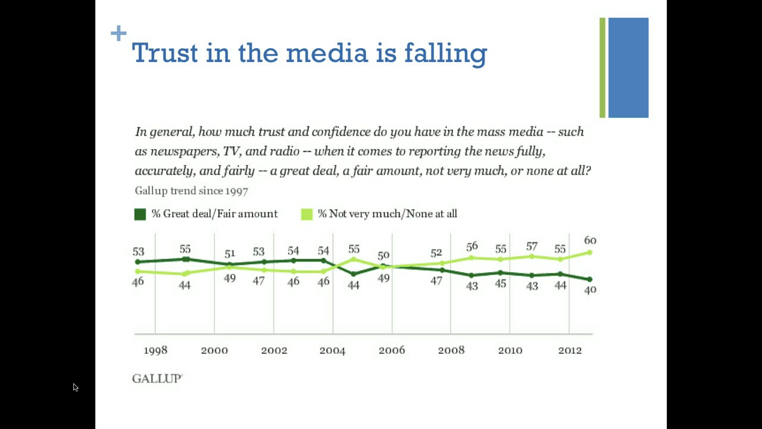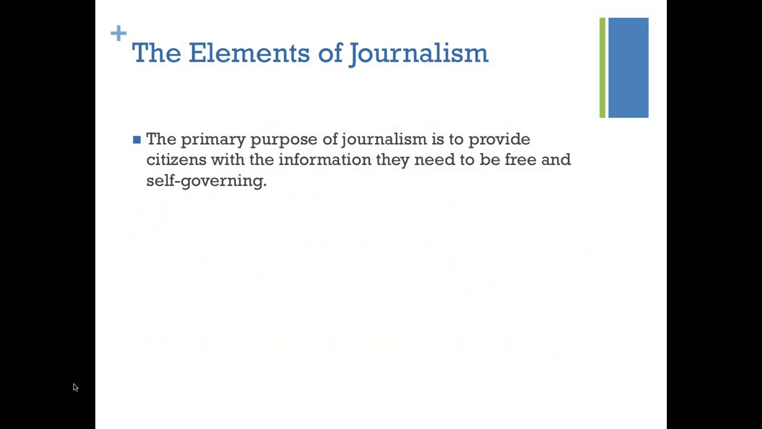So as you can see over on the right side, 60% of media consumers in the United States do not have very much or no confidence whatsoever in the American media. And I think a lot of that has to do with the fact that people just don't simply understand it. All right? So let's go through these elements a little bit one at a time. The first element of journalism is its primary purpose, and that is journalism is to provide its citizens with the information they need to be free and self-governing. You cannot have a free and self-governing society like we do in a democracy without the free flow of information, and journalism is there to provide that.